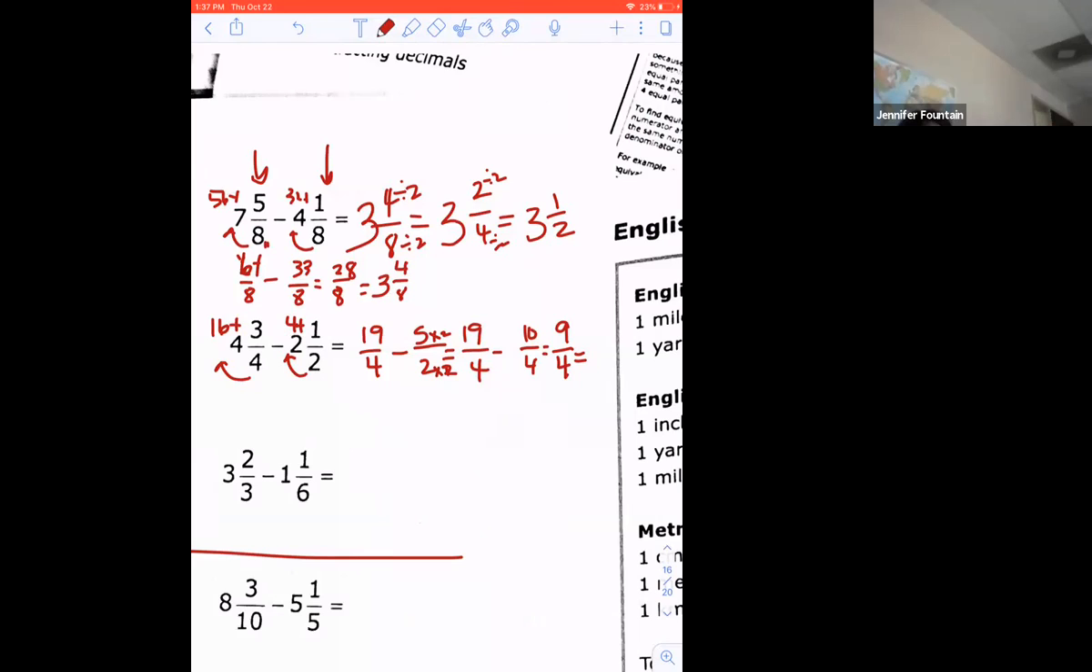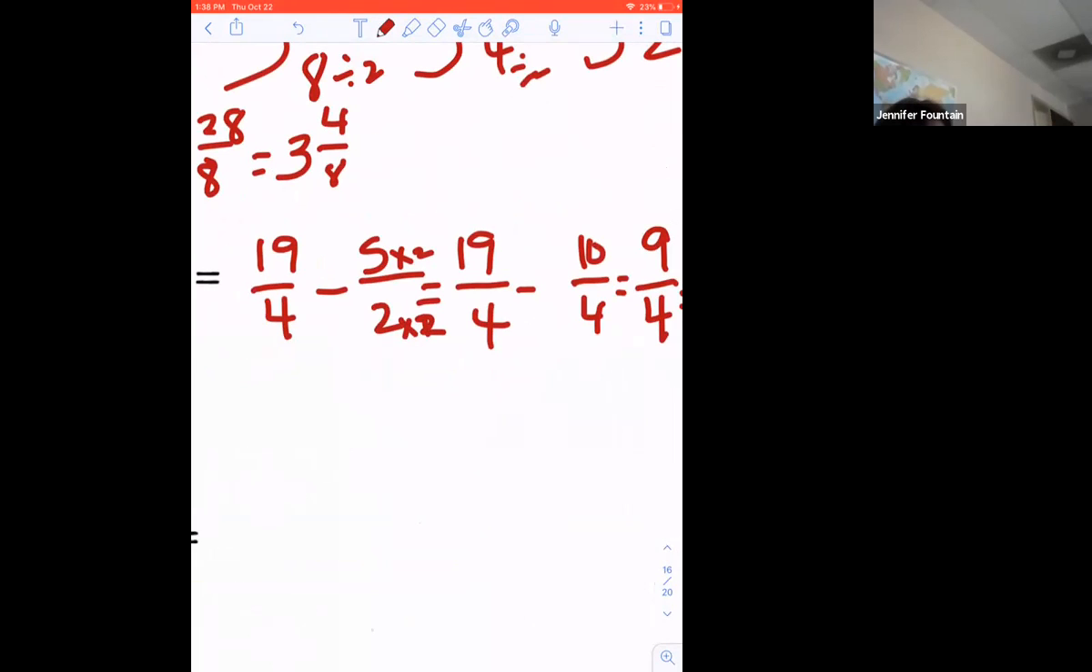Okay, well, so we'll run back through this part real quick. So we started out by changing 4 and 3/4. We said 4 times 4 is 16. 16 plus 3 is 19. So we have 19 over 4. 2 and 1/2, we changed: 2 times 2 is 4. 4 plus 1 is 5. And so now we have 19 over 4 minus 5 halves. Stay the same because we're going to use 4 as our denominator.